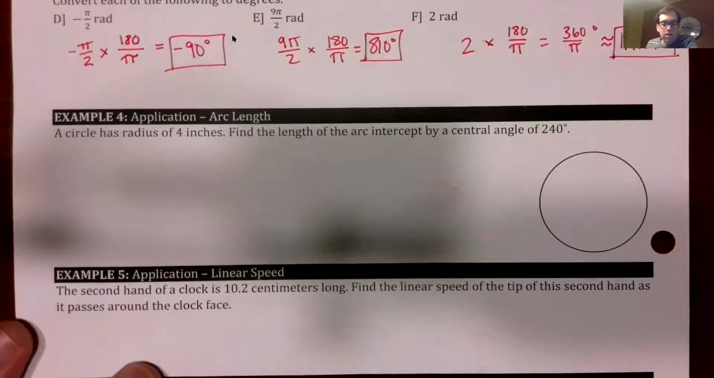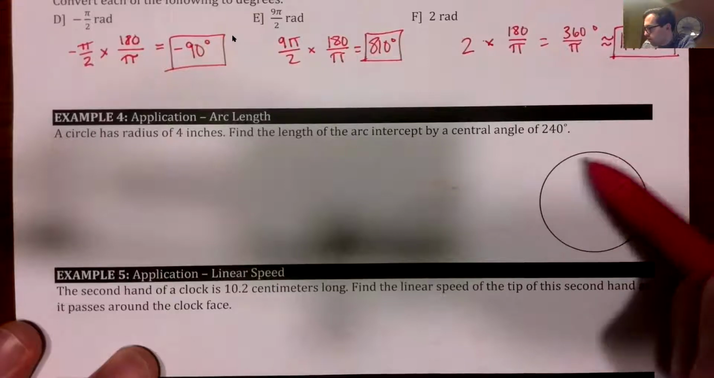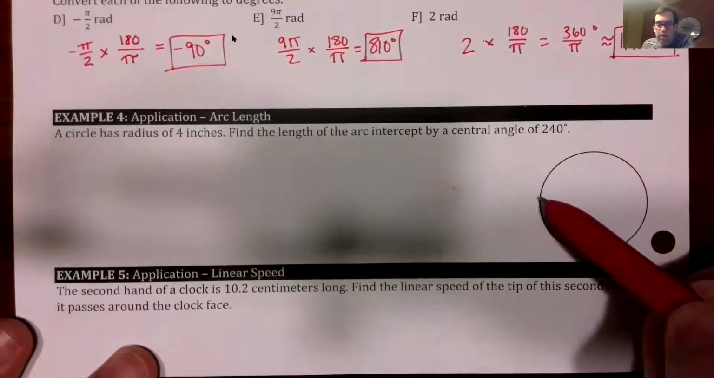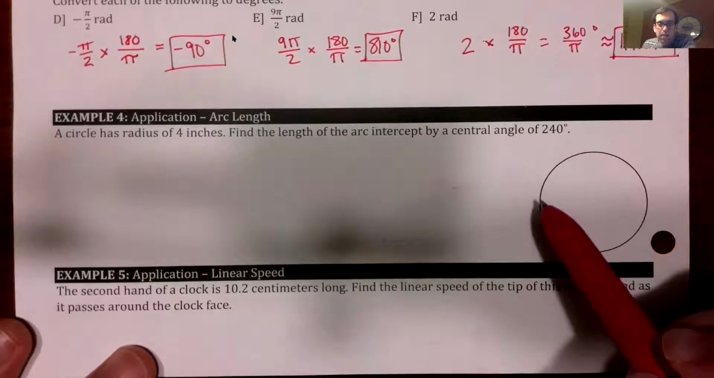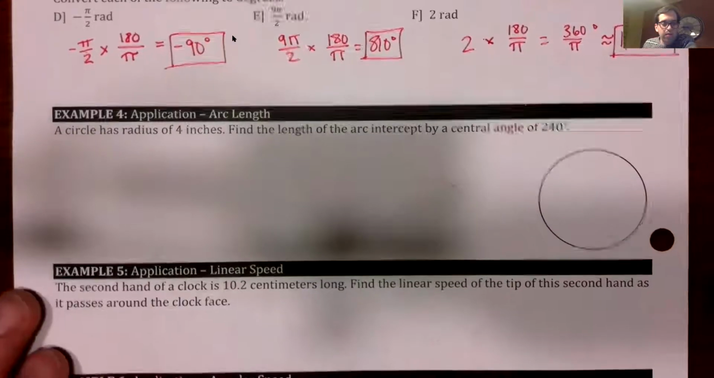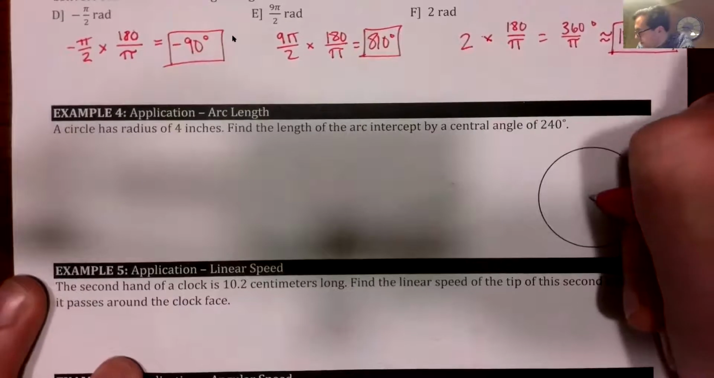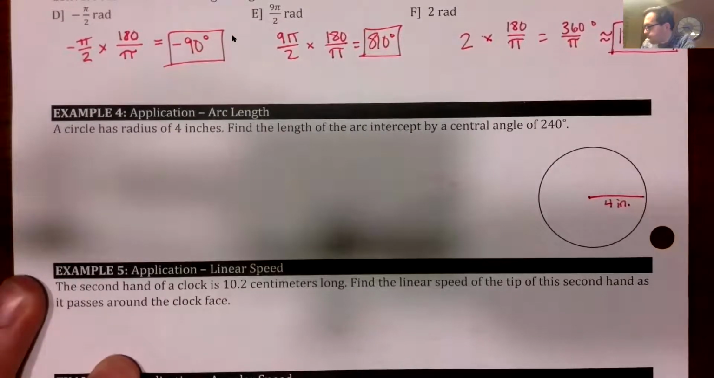This one is arc length. Now, an arc length is the length of a curve if we stretched it out straight. The circumference of a circle is a full circle's worth of arc length. But we can also just talk about part of the circle, and that's really what arc length means. So if a circle has a radius of 4 inches, we are trying to find the length of the arc intercepted by a central angle of 240 degrees.